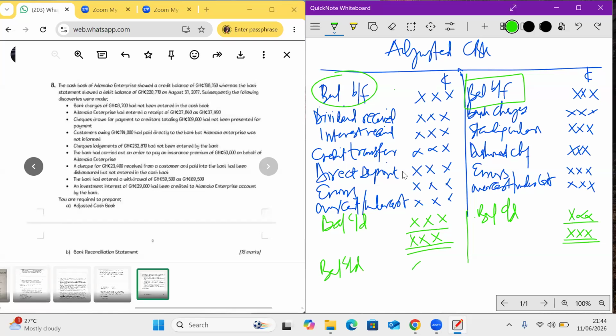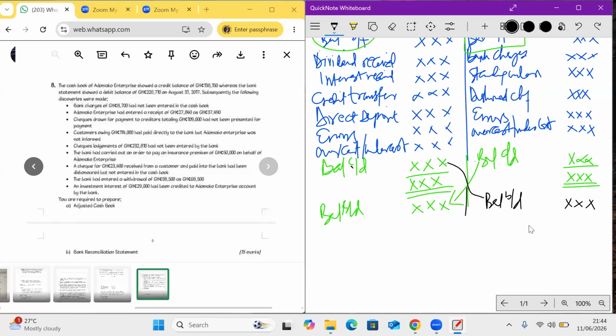We write the same figure. We just copy and paste the balance carried down here. We only change the C to B, brought down. Then we also do the same for the other side. We also do the same for the debit side. We just change the carried to brought down. The same figure, we record it down here. We are done with the adjusted cash book.